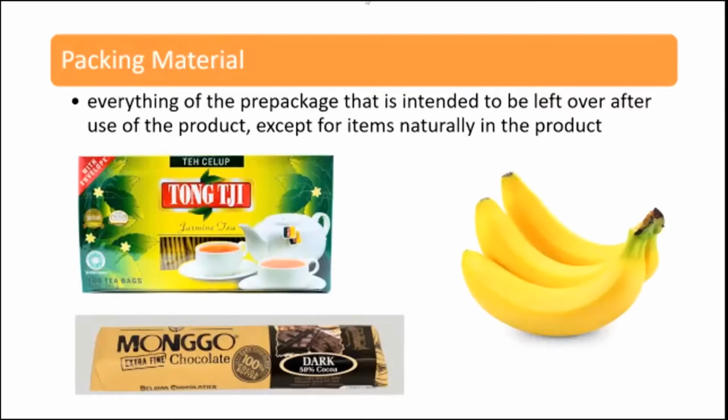And how about this? Banana. What is the packing material of bananas? Do we consider it as prepackaged because it's already packed? Or does it contain something like a packing material? Okay, the banana does not contain any packing material because the item is naturally in the product. So for things like banana, eggs, fruit with skin, it's not a packing material because the item is naturally in the product. Okay.